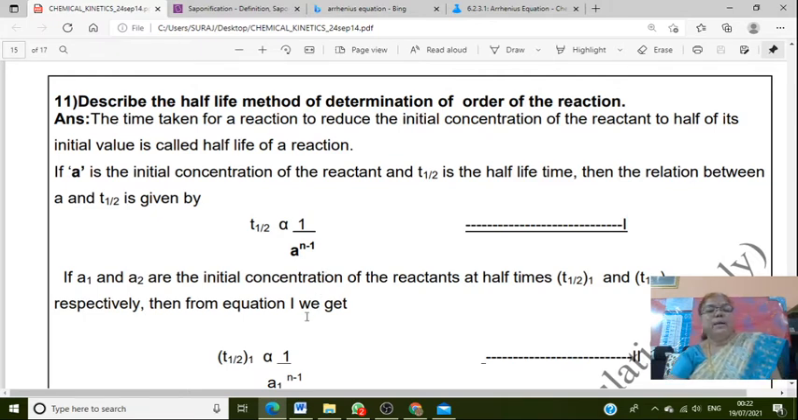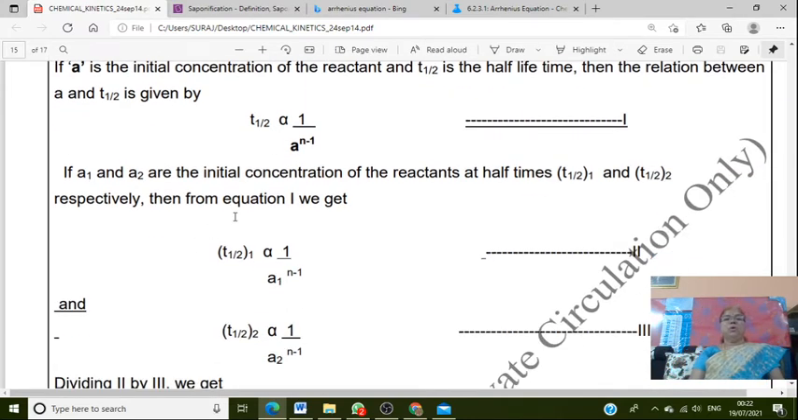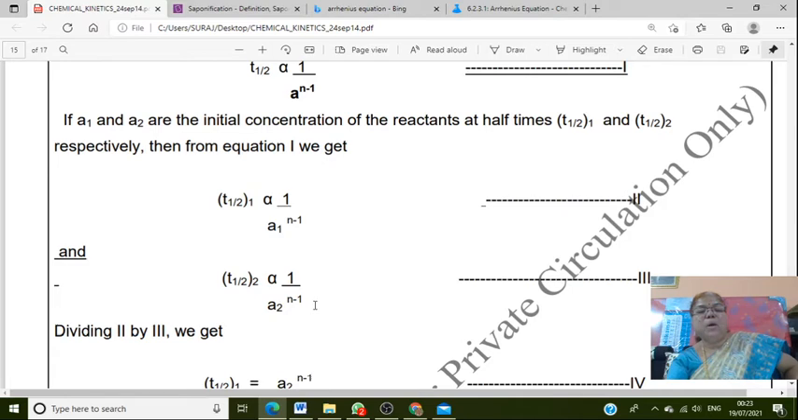And if A1 and A2 are the initial concentrations of the reactants at half-life times T1/2 and T2/2, that means at times T1 and T2 respectively, then from this equation we can say that the time T1/2, that is time 1, is proportional to 1 by A1 raised to n minus 1, because we have considered A1 as the initial concentration at time T1, and at time T2 we have considered the initial concentration as A2. Therefore we can say that the time T2 is proportional to 1 upon A2 raised to n minus 1, where n is the order of reaction.